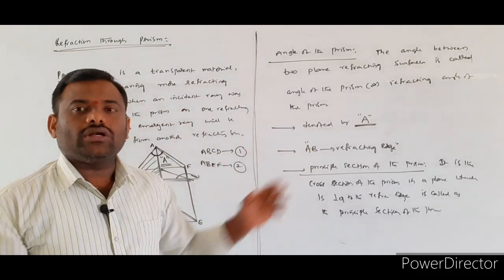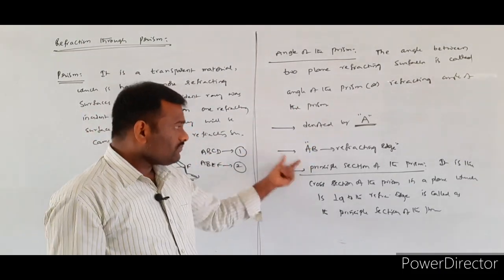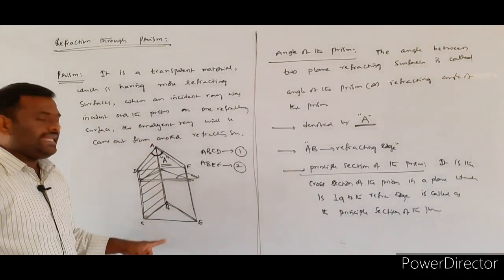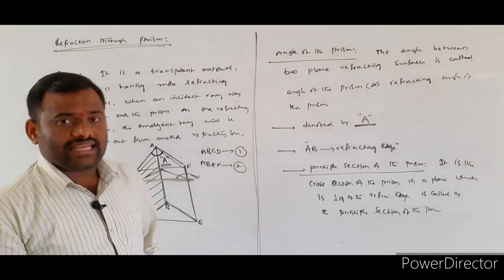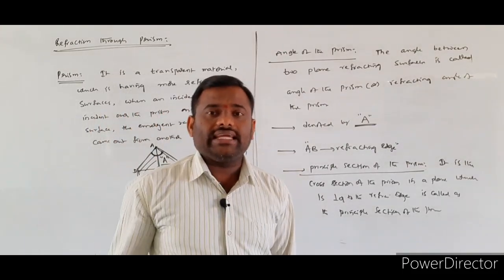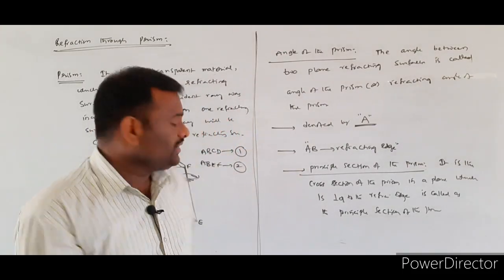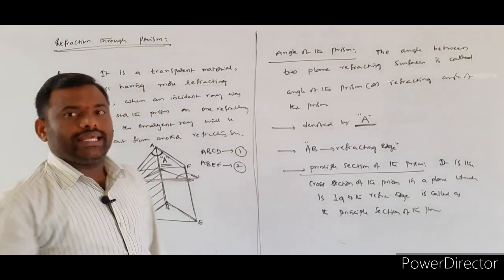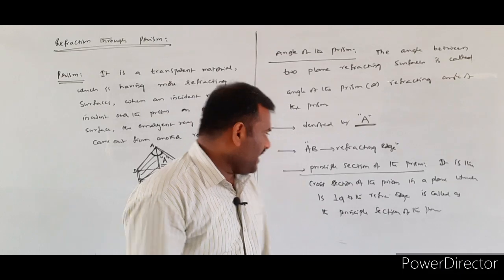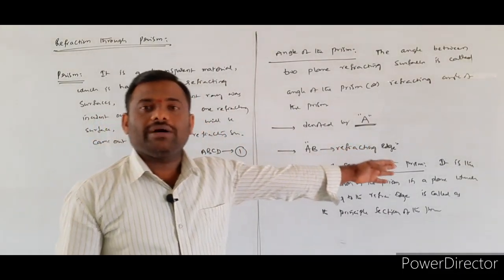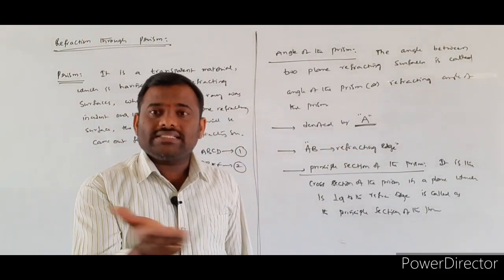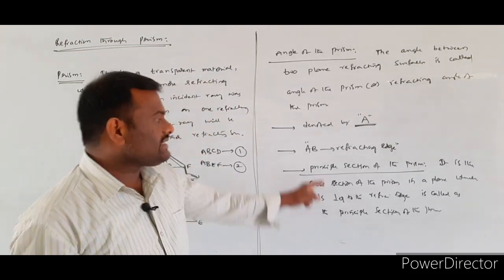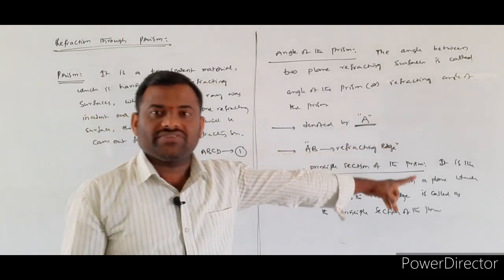Next, it is denoted by capital A. Next, here, one straight line will be there. So the line AB will be calling as a what? Refracting edge. How can we define the refracting edge? The line along which these 2 plane refracting surfaces will be in contact, that line will be calling as a what? Refracting edge. Next one, principal section of the prism. If you take a small slice from the 3-dimensional prism, that slice will be calling as a what? A principal section of the prism.